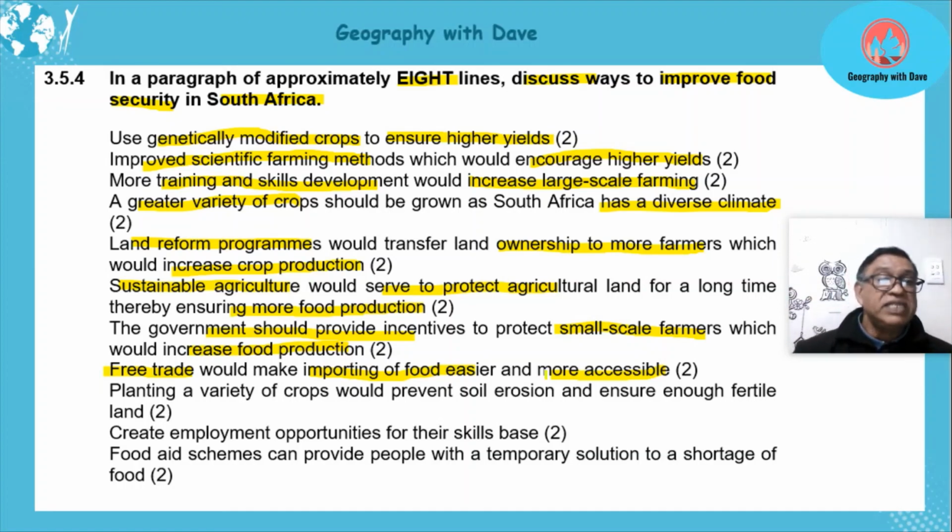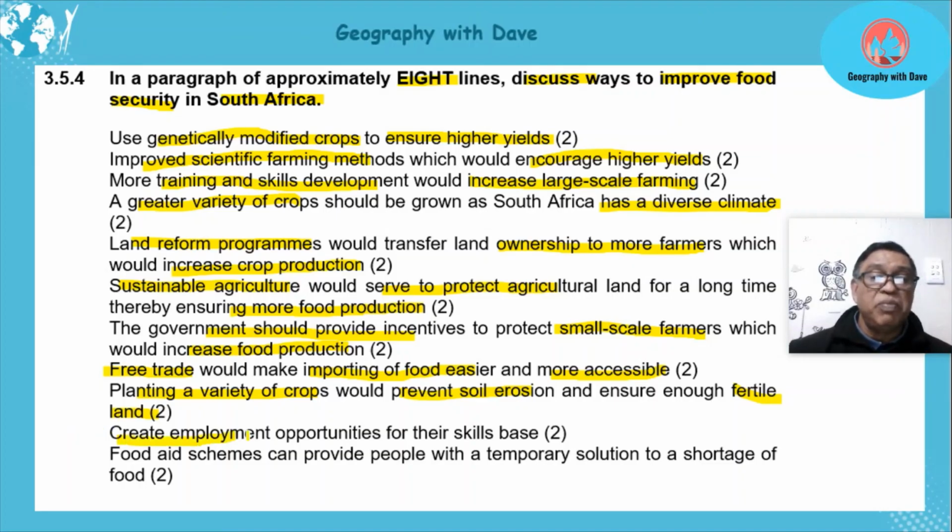Okay, planting a variety of crops will prevent soil erosion and ensure fertile land for crops. You remember monoculture, you're planting the same crops on that piece of land, it'll use up all the nutrients of that land. Okay, especially with smaller scale farmers, etc. So planting a variety, you understand, of crops would use different minerals, and therefore the soil will have time to recover and still be fertile.